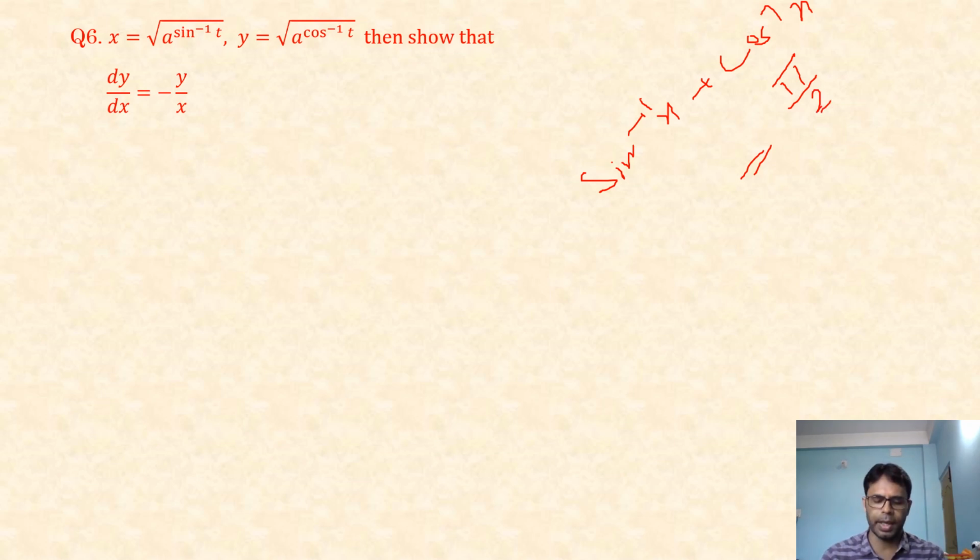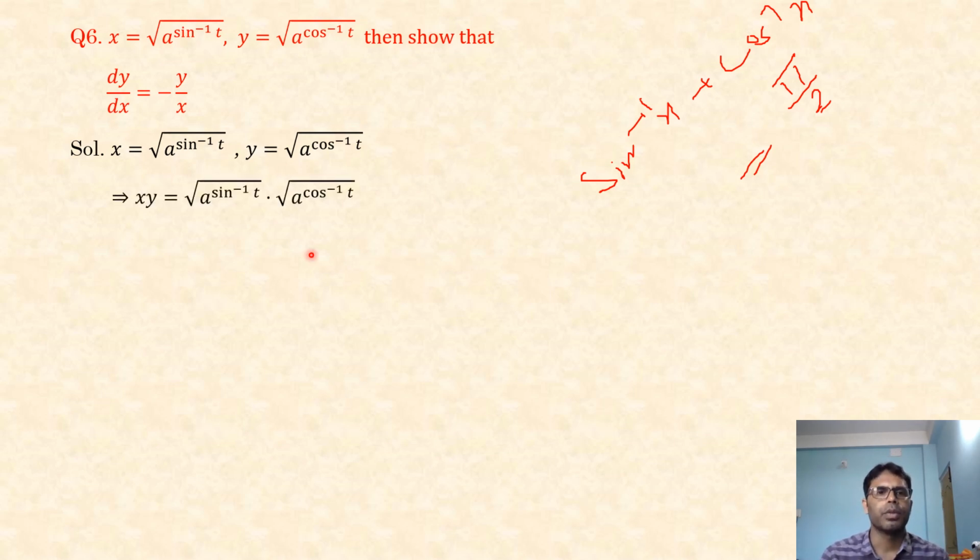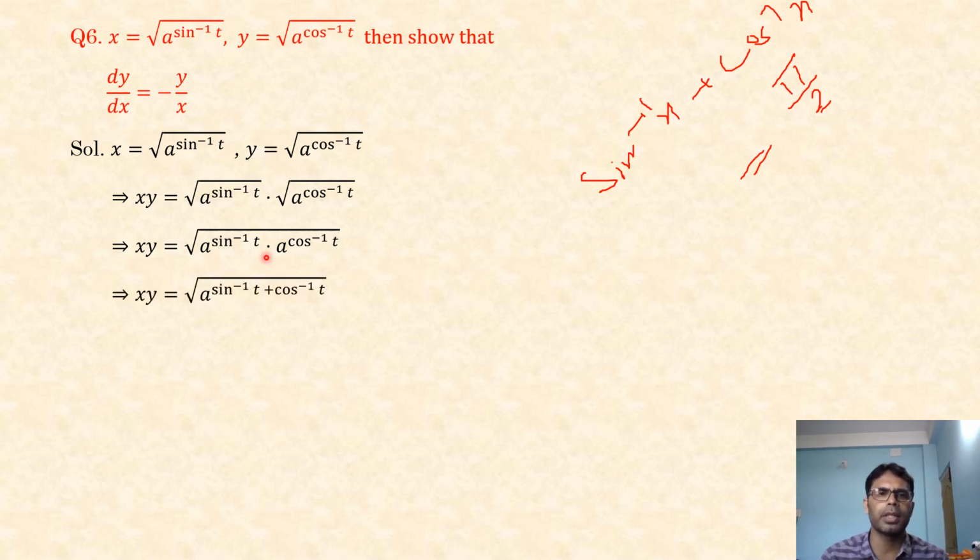So from the given expression, I will try to get this on the right hand side. For that, just multiply x and y. As soon as you multiply, the powers will add up, and then you can take that term equal to pi by 2. So x is this, y is this, it is given, so xy is equal to root over of this into root over of this. I write this one inside the root, then the powers will add up because the base is the same. So xy is equal to root over of sin inverse t plus cos inverse t, and that is equal to pi by 2 only, so I write pi by 2.